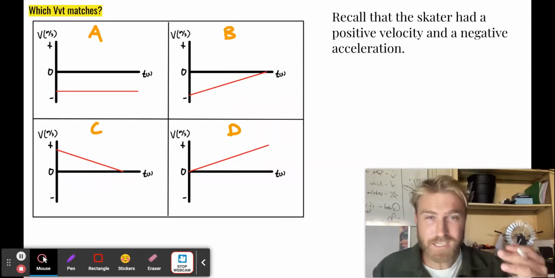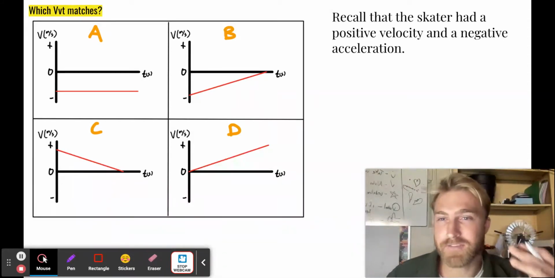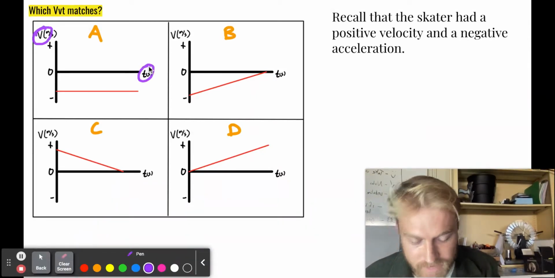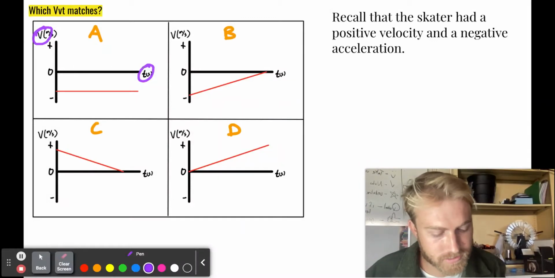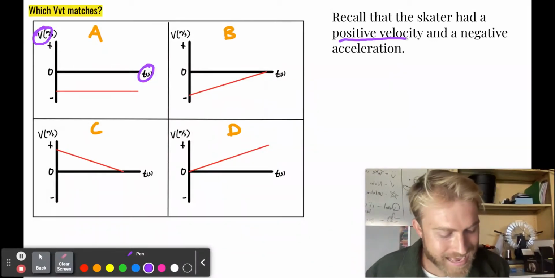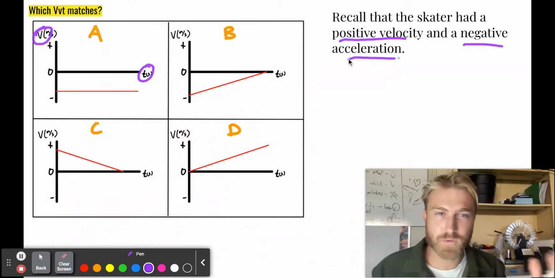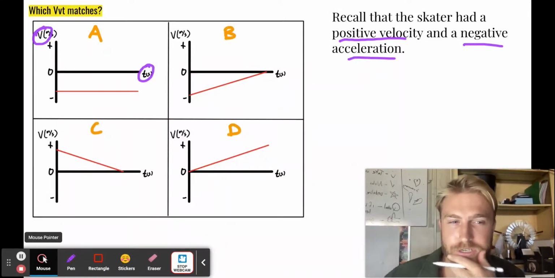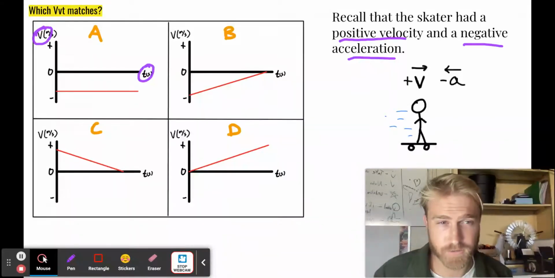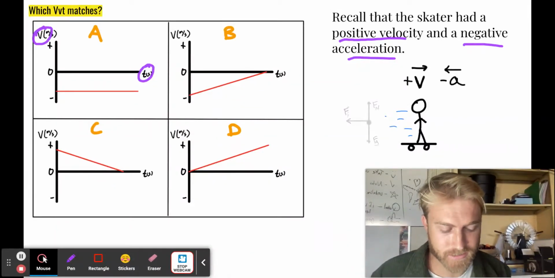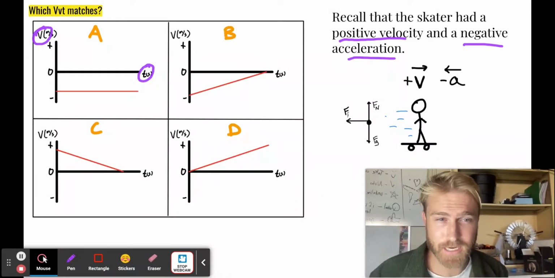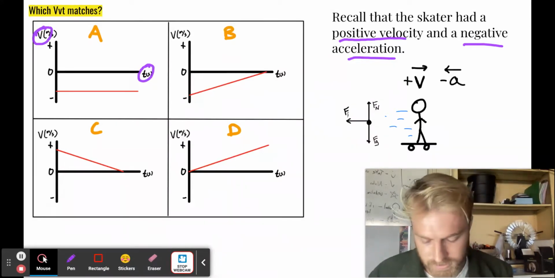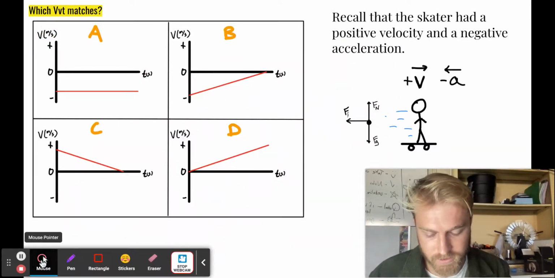Okay, which VVT graph matches? So here we have some VVT graphs, velocity on the y-axis, time on the x-axis, and we're going to recall that the skater had a positive velocity and a negative acceleration. So which one of these graphs show that we have a positive velocity and a negative acceleration? Just so you remember, positive velocity, negative acceleration, and there's that free body diagram that'll help us match the velocity versus time graph. So which one is the correct answer?